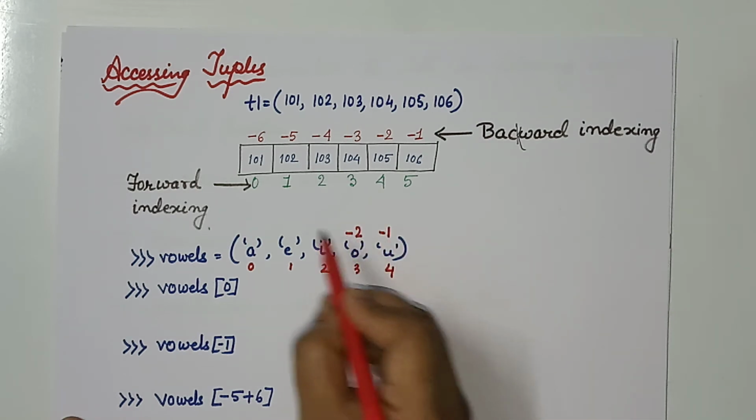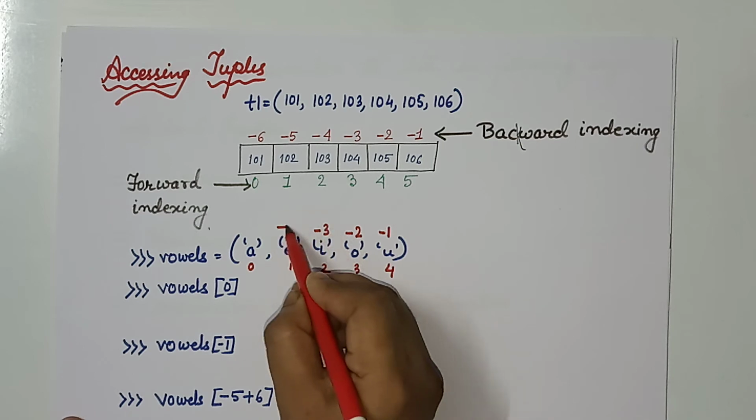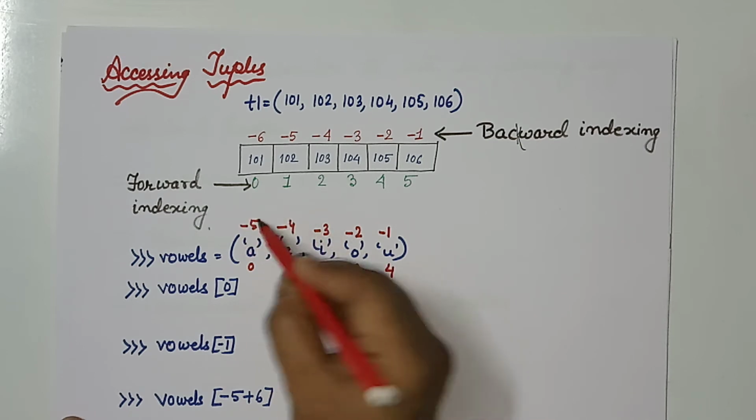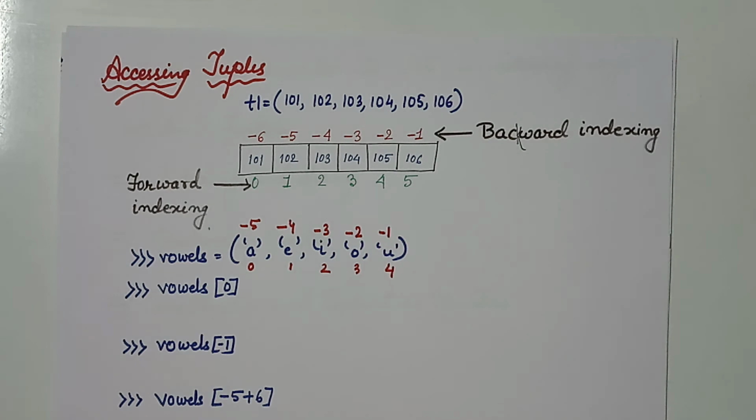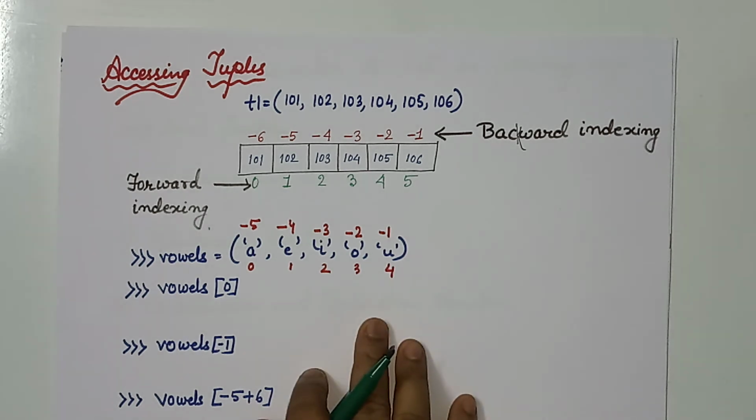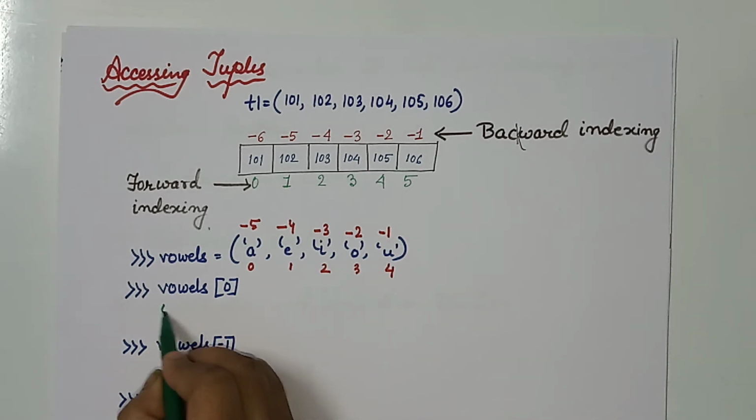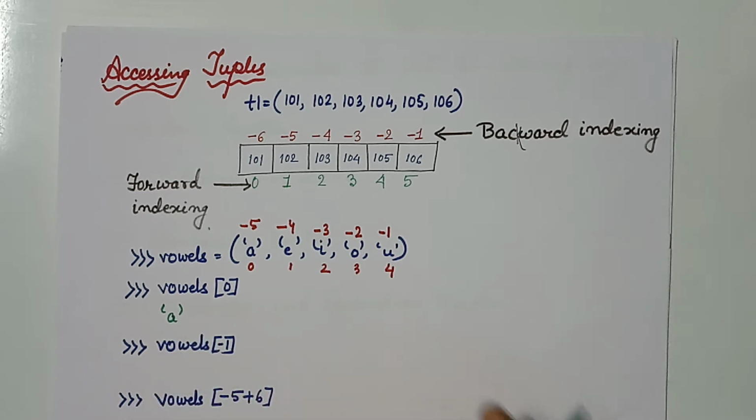-1, -2, -3, -4, and this one is what? -5. So this is the negative or backward indexing. Now let's see what will be the value of vowel 0. The value of vowel 0 will be A. Value of vowel -1 will be U.